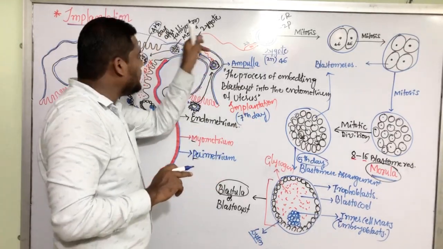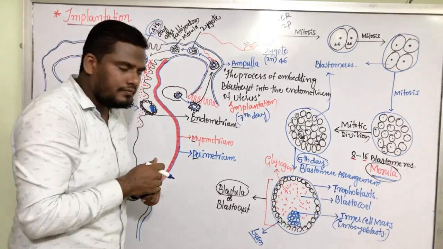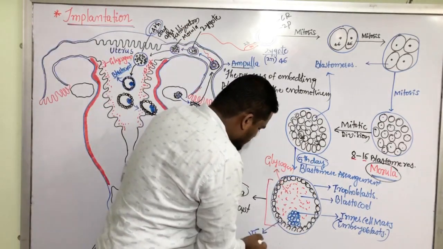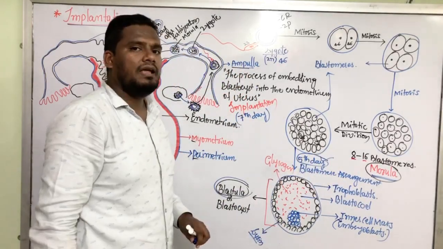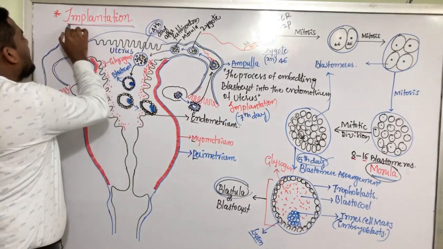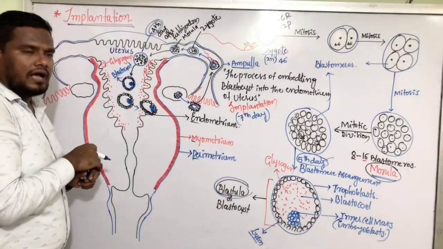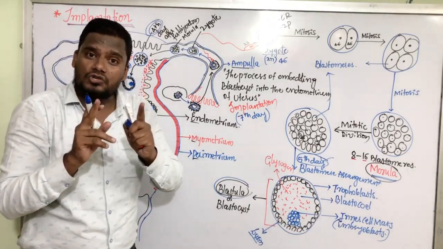The morula enters the uterus on the 4th day after fertilization. When is the blastula formed? On the 5th day after fertilization. Implantation takes place on the 7th day. This is the process of implantation. I hope you people have got an idea about the implantation process.